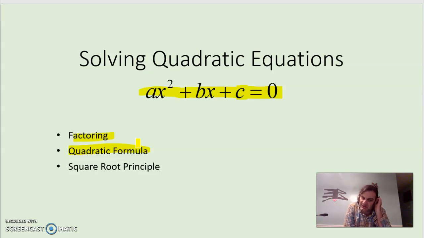Factoring is going to be useful for so many things, not just this, and quadratic formula is going to work when nothing else works. So those two we have to have. Okay, so let's move ahead.